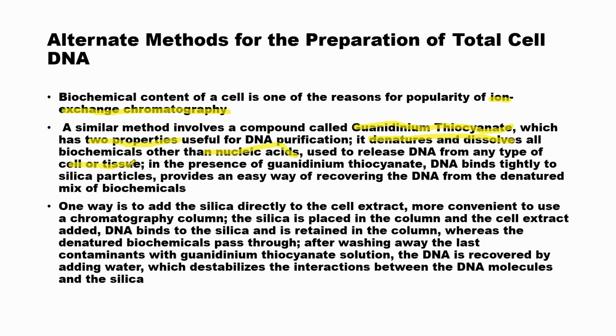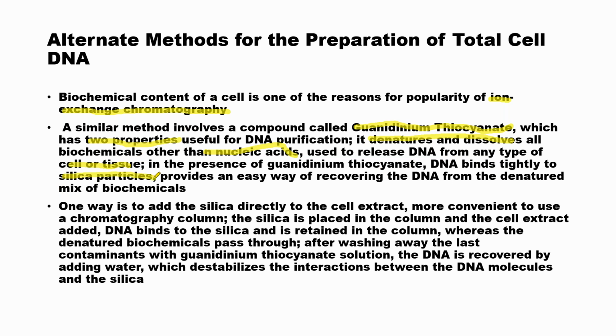We can use guanidinium thiocyanate with bacterial cells, plant cells or even animal cells. Why? Because the first and most important property of guanidinium thiocyanate is that it denatures and dissolves all other biochemical molecules such as RNA, proteins and carbohydrates, and it will keep the nucleic acid or DNA intact. Then another property is, in the presence of guanidinium thiocyanate, DNA binds tightly to silica particles.